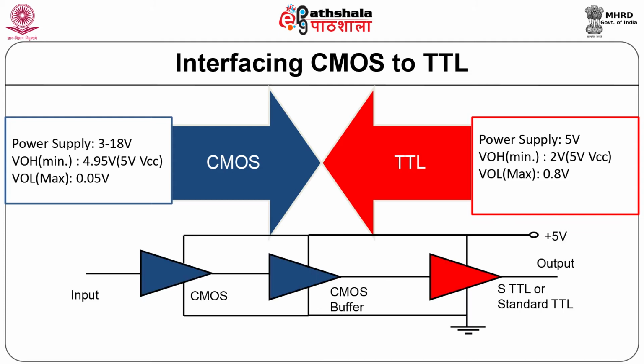The CMOS output has a VOH minimum of 4.95 volt for VCC equal to 5 volt and VOL maximum of 0.05 volt, which is compatible with VIH minimum and VIL maximum requirements of approximately 2 and 0.8 volt respectively for TTL family devices.